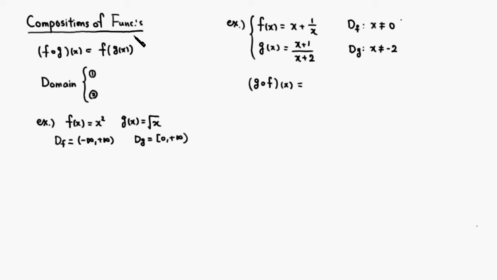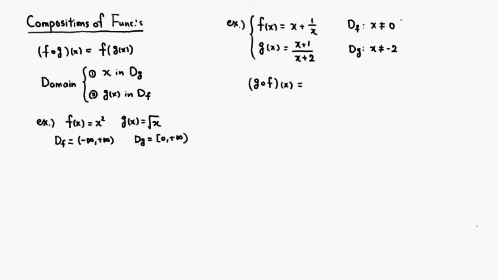In order to determine the domain of the composition, we have to make sure that x is in the domain of the inside function. In this case, the inside function is g, the second function. And also, since we plug g of x into f, we have to make sure that g of x is in the domain of f. So let's dive right into a couple of examples.